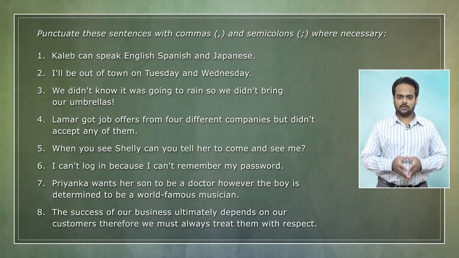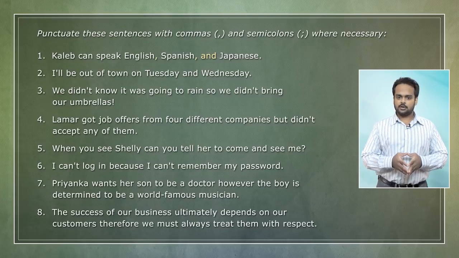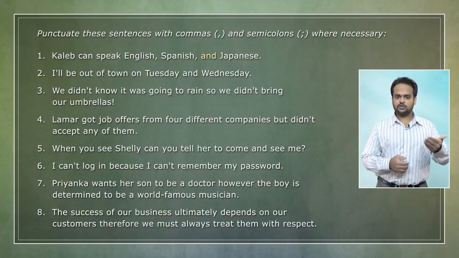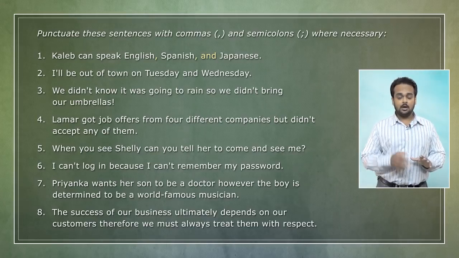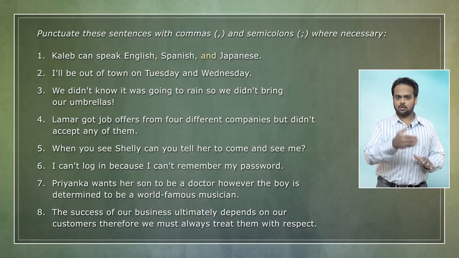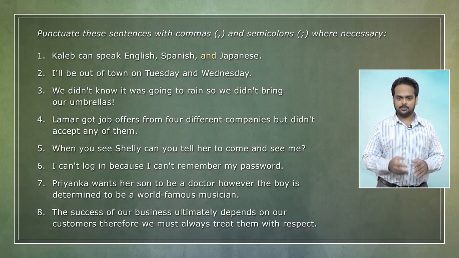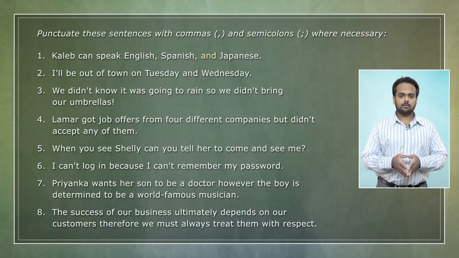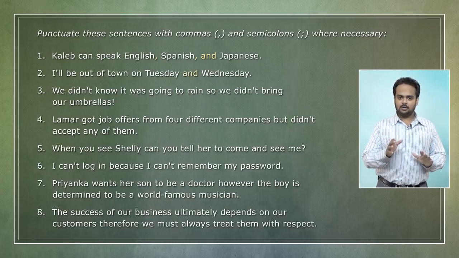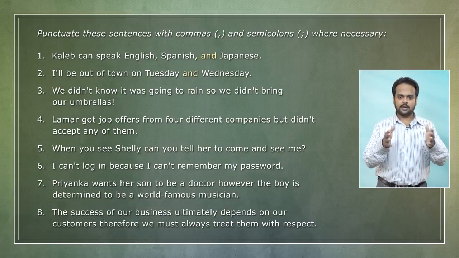All right, let's look at the answers. In sentence number 1, commas have to go after English and Spanish. This is a list with 3 items, so we put commas after each item except the last. Remember that the last comma goes before the conjunction and. But in sentence number 2, you don't need any commas. This is because and only connects 2 items here, Tuesday and Wednesday.